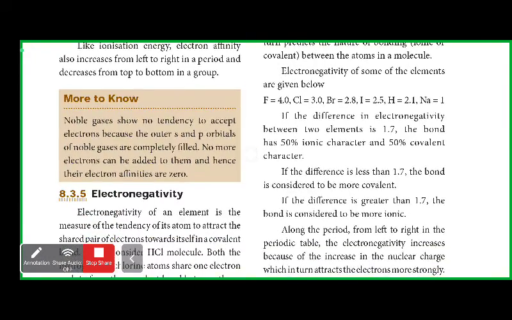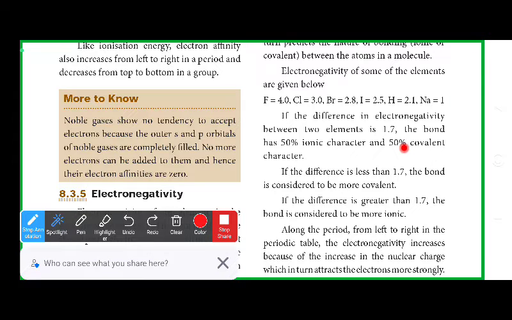Okay, so if you see here, the electronegativity of some of the elements are given below. See, for fluorine it is 4, chlorine 3, bromine 2.8, iodine 2.5, hydrogen 2.1, sodium 1.